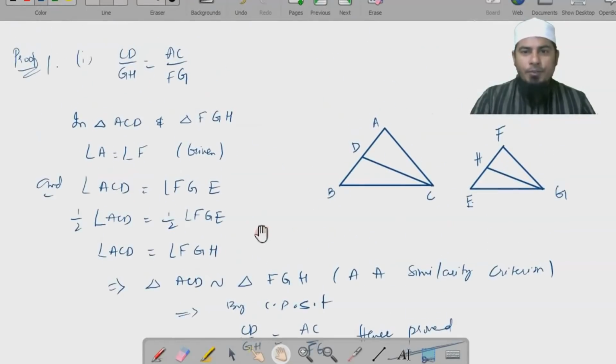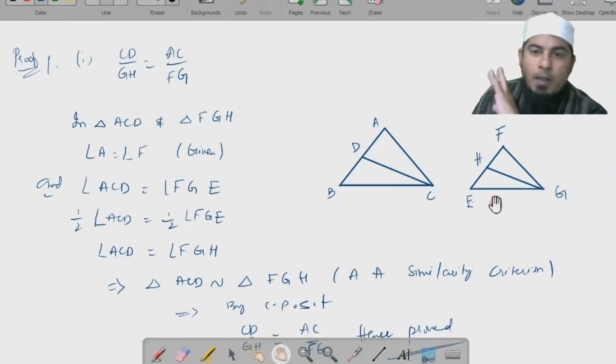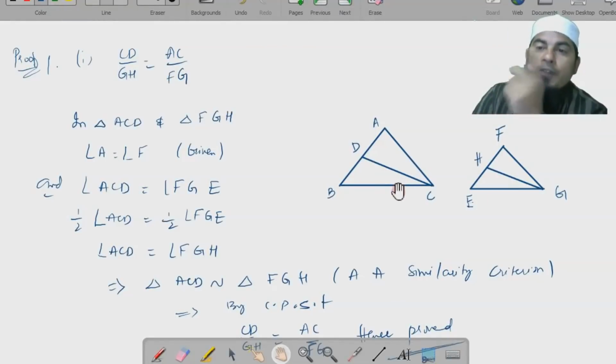How did we prove it? One angle is already equal. The bigger angles ACB and FGE are equal as given, and half of equals are equal. Why are we taking half? Because CD makes exactly half of these angles.